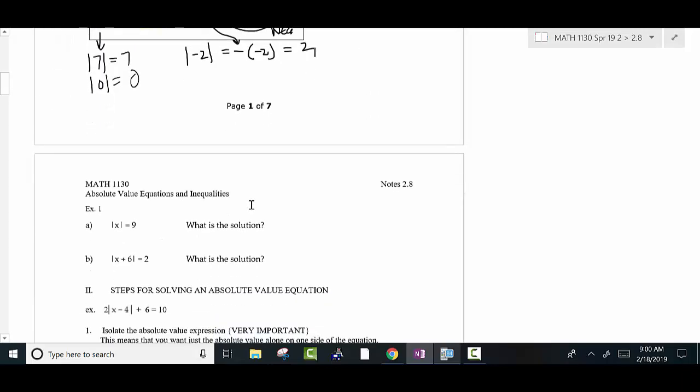So what we're going to do is we really do 3 things in this section. We do equations, and we do inequalities, and then we do some basic applications.